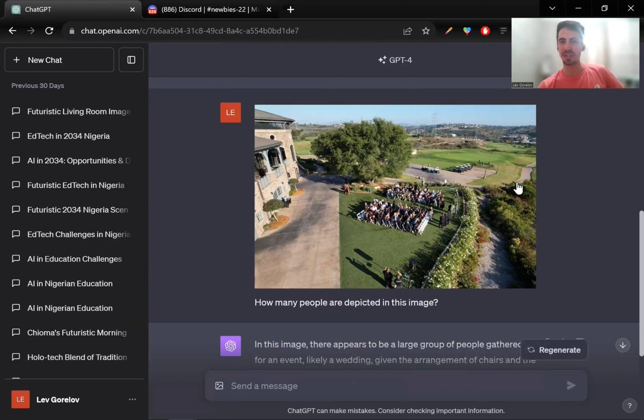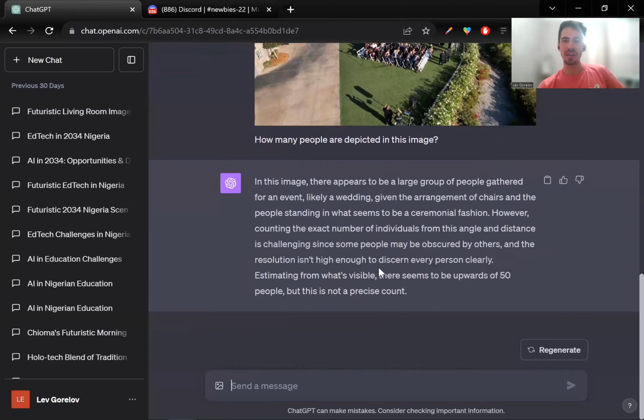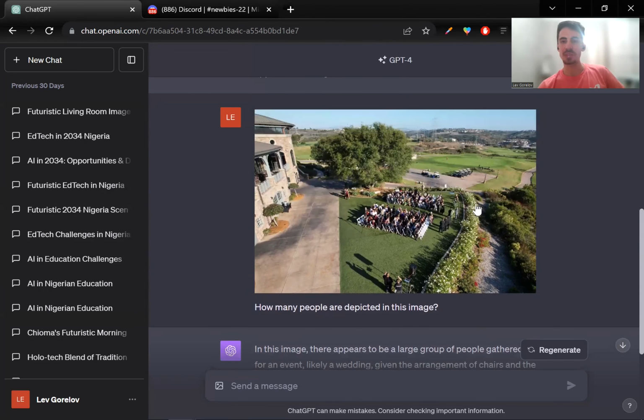So very impressive that it somehow depicted this as a wedding and not like a church ceremony or anything. Given the arrangement of chairs and the people standing, it seems to be a ceremonial function, correct. Counting the exact number of individuals from this angle and distance is challenging. Yeah, I would agree. And the resolution is not high enough for counting. But estimating from what is visible, there seems to be upward of 50 people, but this is not a precise count. So it is able to draw estimates, and that estimate seems to be correct.